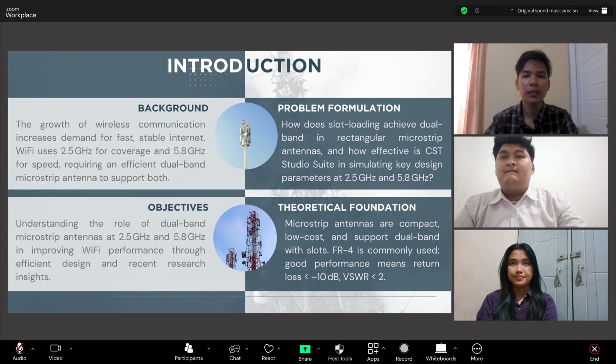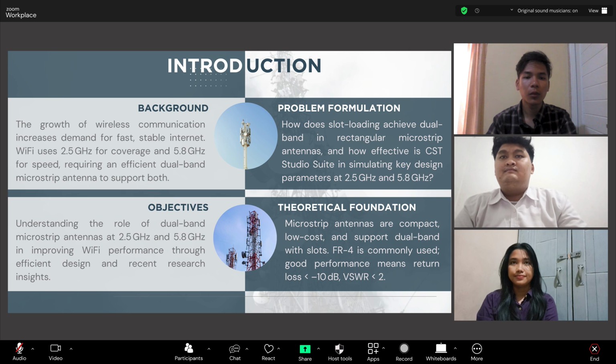Let us begin this presentation with the introduction section, which includes four main parts: background, problem formulation, objective, and theoretical foundation. 1. Background. The development of wireless communication technology has led to a growing need for fast and stable internet connection. Wi-Fi networks typically operate at 2.5 GHz for broader coverage and at 5.8 GHz for higher speed. Therefore, a dual-band microstrip antenna is required to efficiently support both frequency bands.